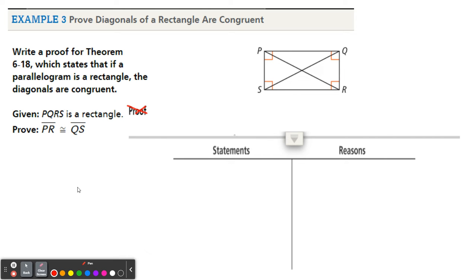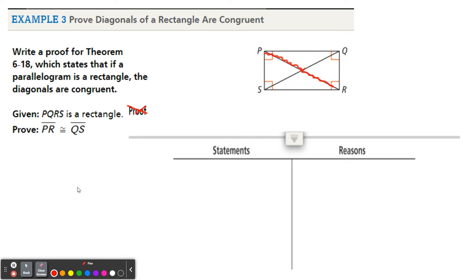Looking here, notice that this rectangle is broken into 4 triangles. However, it's not 2 of those 4 triangles we're going to use. We're going to use a pair of overlapping triangles because of where PR is and where QS is. We're actually going to use these 2 right triangles. I'm going to go back and erase, and let me make the first right triangle in red.